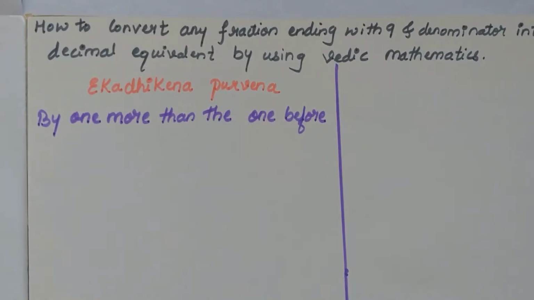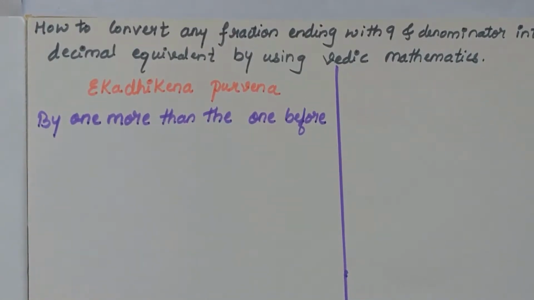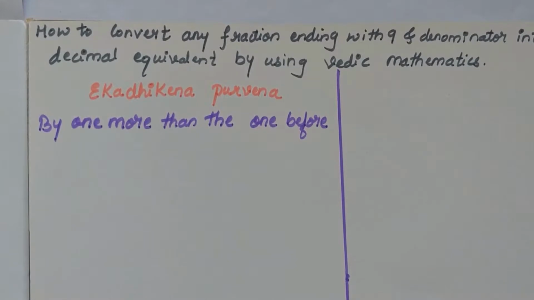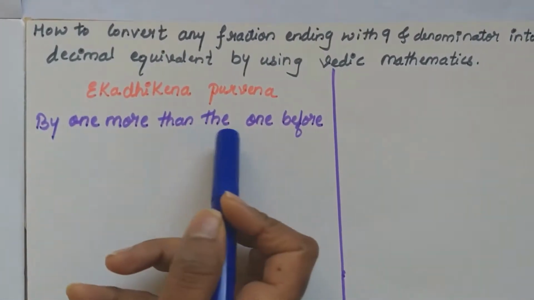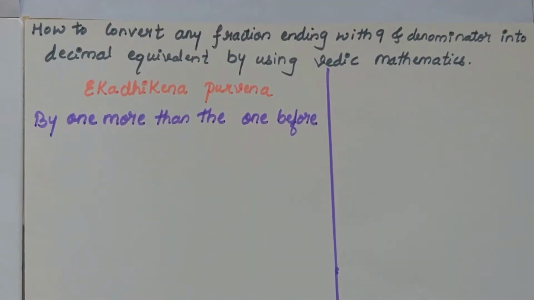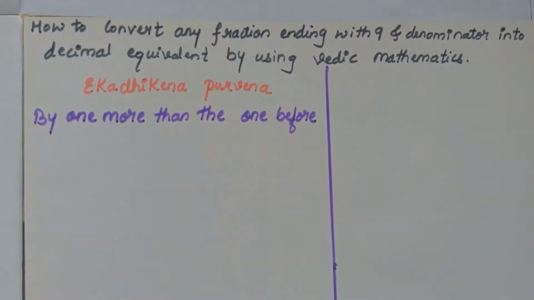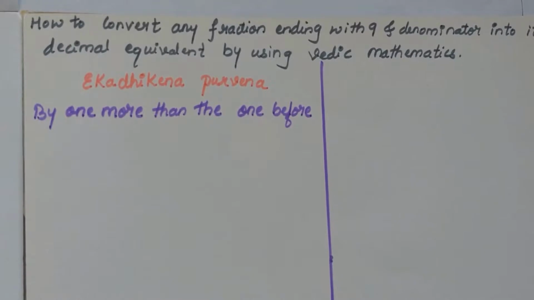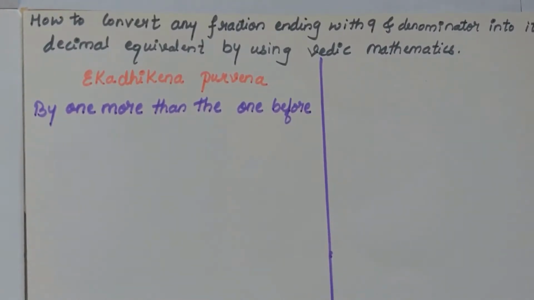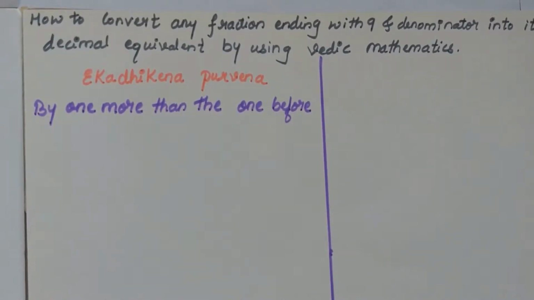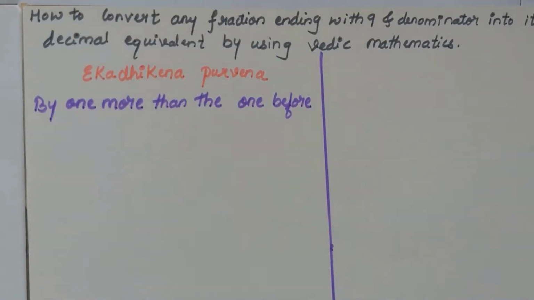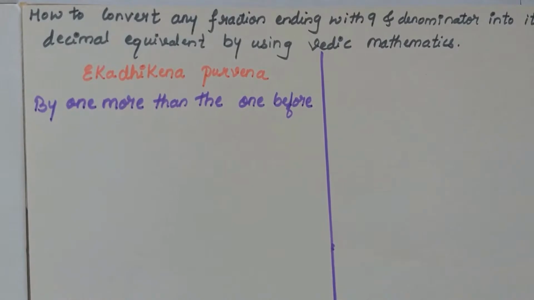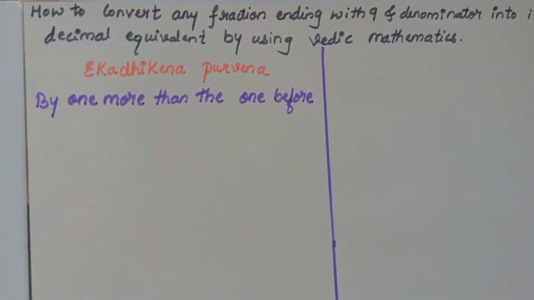Let us start with the Vedic mathematics formula, that is by 1 more than the one before. By 1 more than the one before. While solving examples, we will come to know the concept of this formula and where we are going to apply it. Let us solve a few examples using this rule.